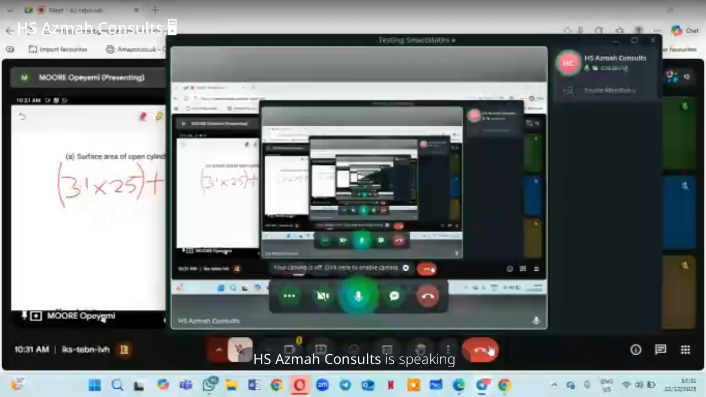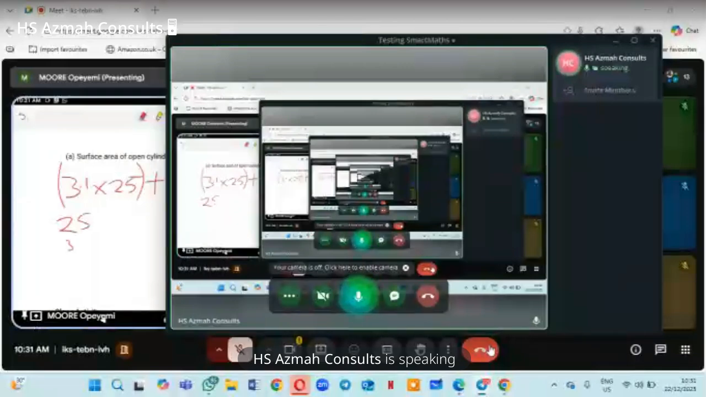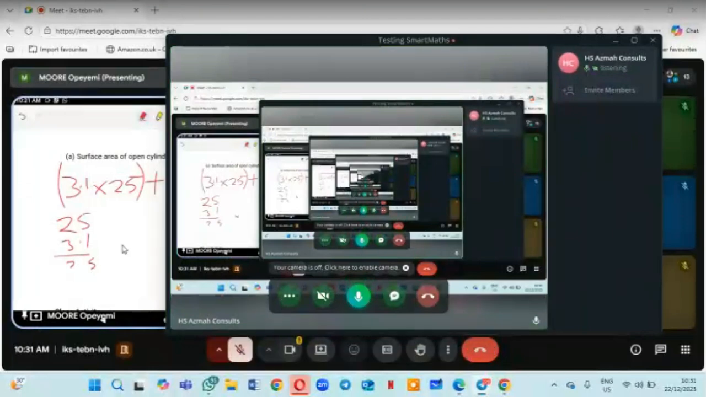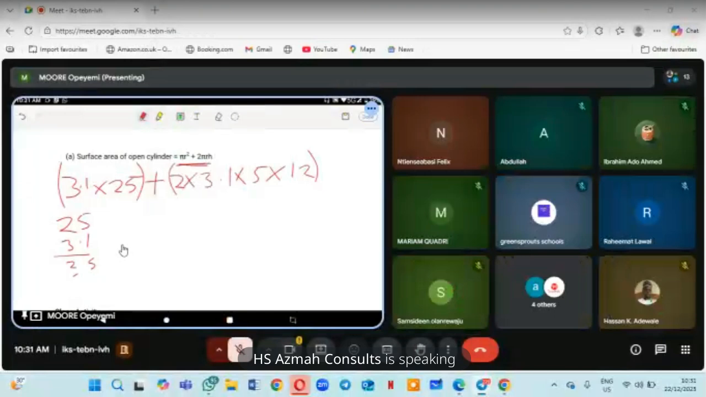I asked you to multiply 25. I had told you before what the meaning of this is. Do it now. This is 1 multiplied by 5. This is 2. 15. 5. I gave you time to do it. So this is 77.5.